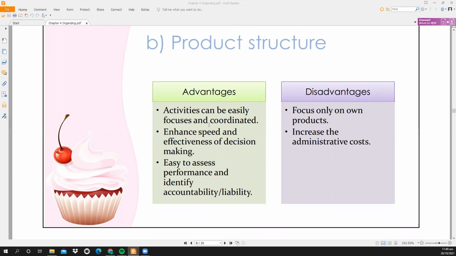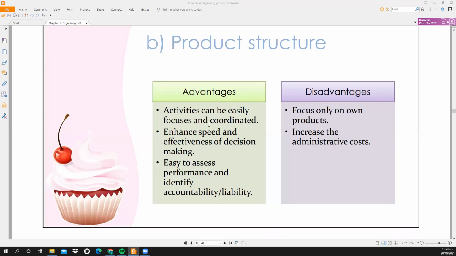Easy to assess performance and identify accountability and liability. Okay, so since iisang product lang naman yung ginagawa nila, then iisang criteria or performance standard lang yung kailangan nila. Okay, so mas madali siyang i-assess. Disadvantage, focus only on own products.